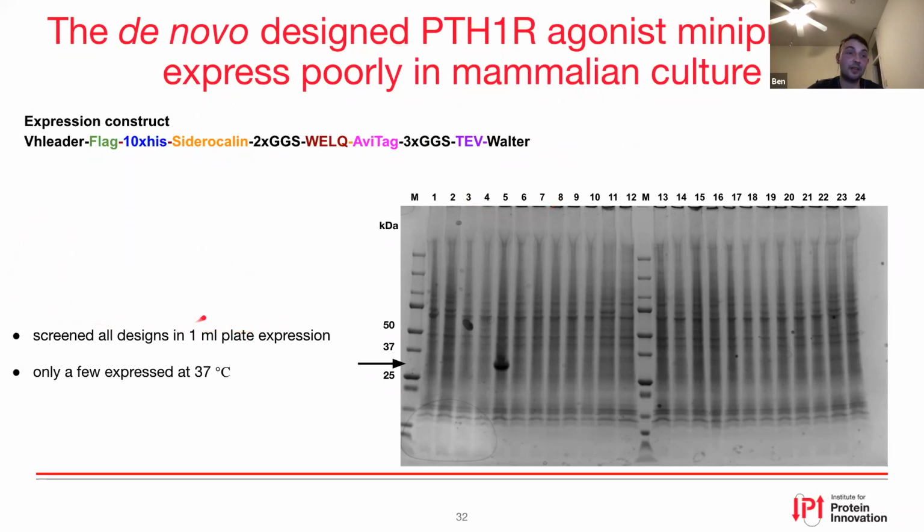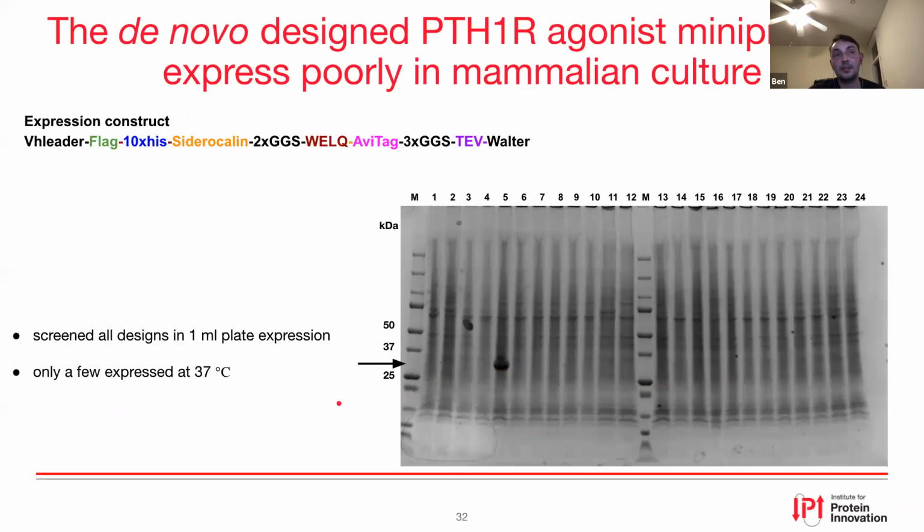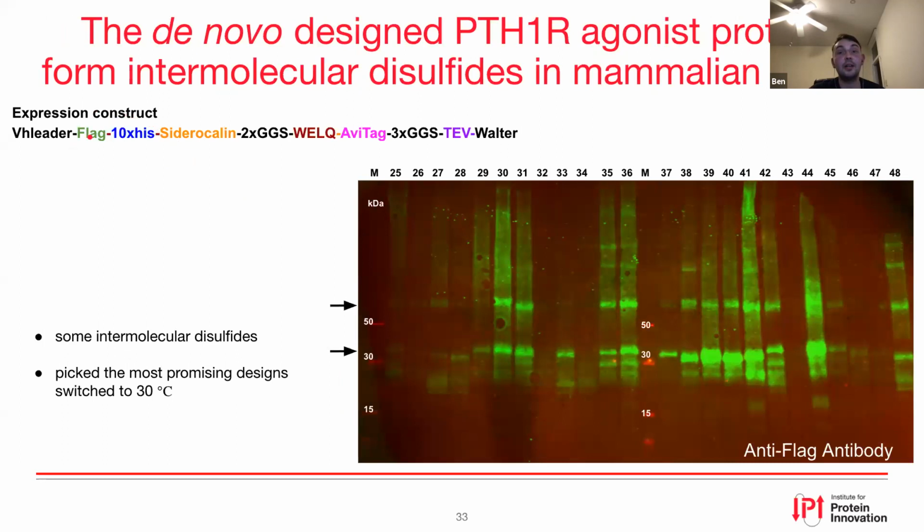So in this construct, I did a test expression in a 1 milliliter plate expression culture. And if we express them at 37 degrees, I only really observed one design that expressed well. For the other ones, there was no expression visible on this Coomassie gel. If I do a Western blot for the flag tag over here, we can observe some more designs that seem to express visibly on the Western blot. And secondly, on this non-reducing gel, we also see these higher bands, which are probably intermolecular disulfides. So the mammalian cells did not help in forming the right disulfides in some cases.